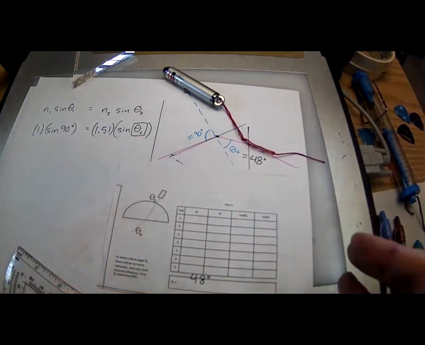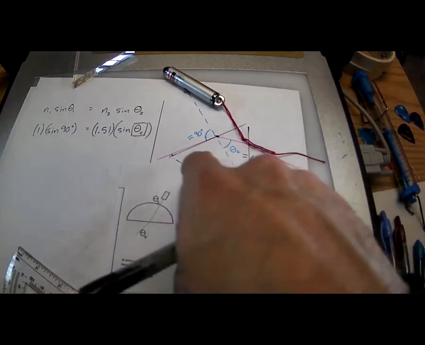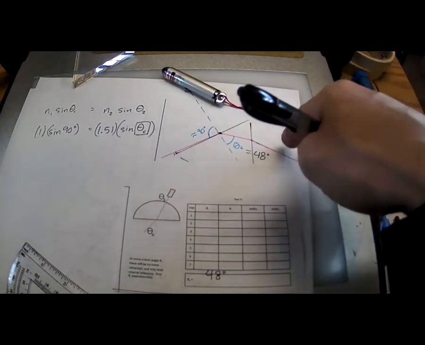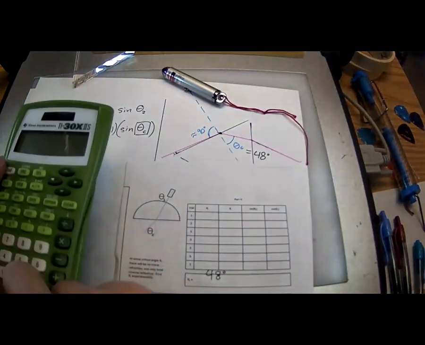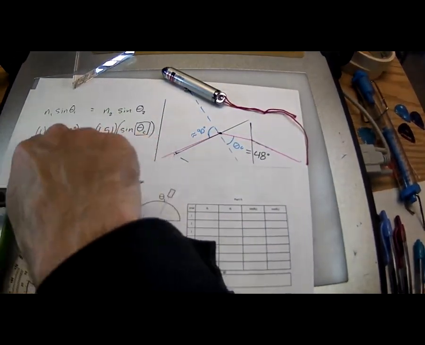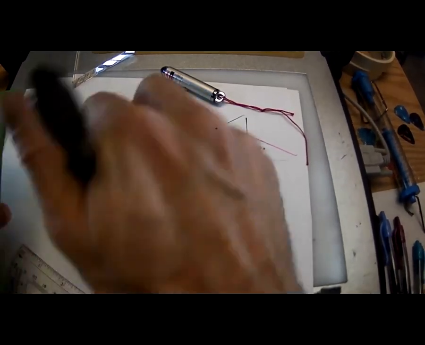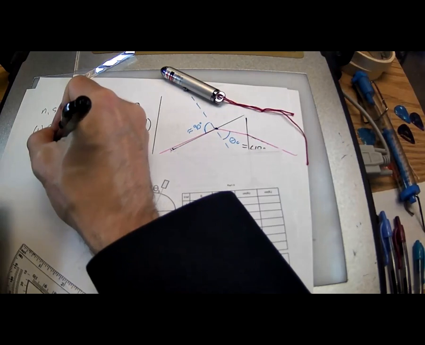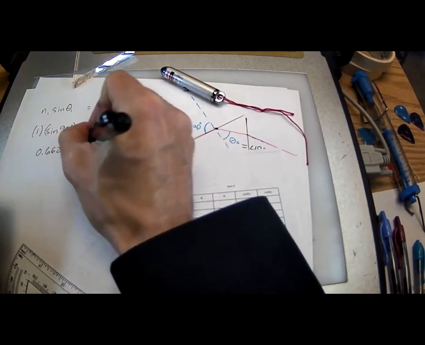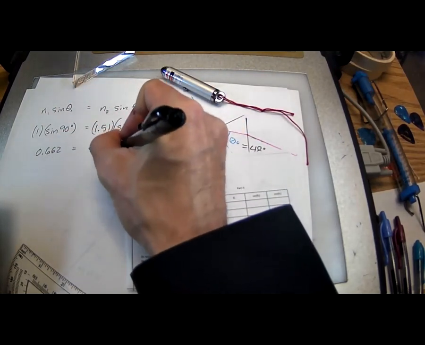Now I've set it up ahead of time, so I can't cheat myself and adjust my measurement, because I don't know what this is going to work out to be yet. This is all equal to 1 divided by 1.51, which is equal to 0.662. It's equal to sine of the critical angle.